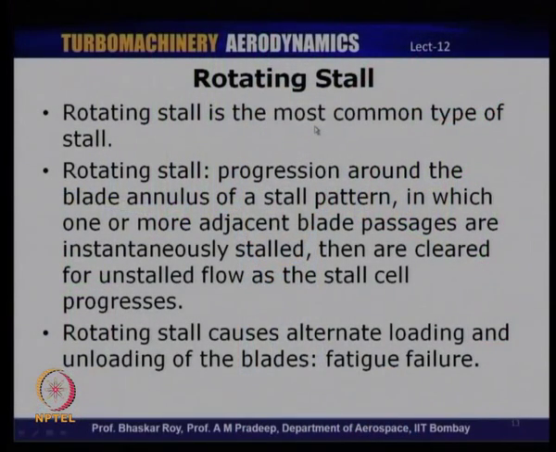Rotating stall is the most common type of stall that one would encounter in an axial compressor. Rotating stall would basically involve progression around the blade annulus of a stall pattern, in which one or more adjacent blade passages are instantaneously stalled and then cleared for unstalled flow as the stall cell progresses. That is, in rotating stall, one would have alternate stalling and unstalling of either one blade or a group of blades. There would be a certain stalled cell which would continuously move along the annulus. This is because the rotor itself has a rotation, and therefore the stalled cell continuously moves, which is why it is known as rotating stall. So, either one or a group of adjacent blades would be stalling, and this stalled cell progressively moves along the annulus of the compressor itself.